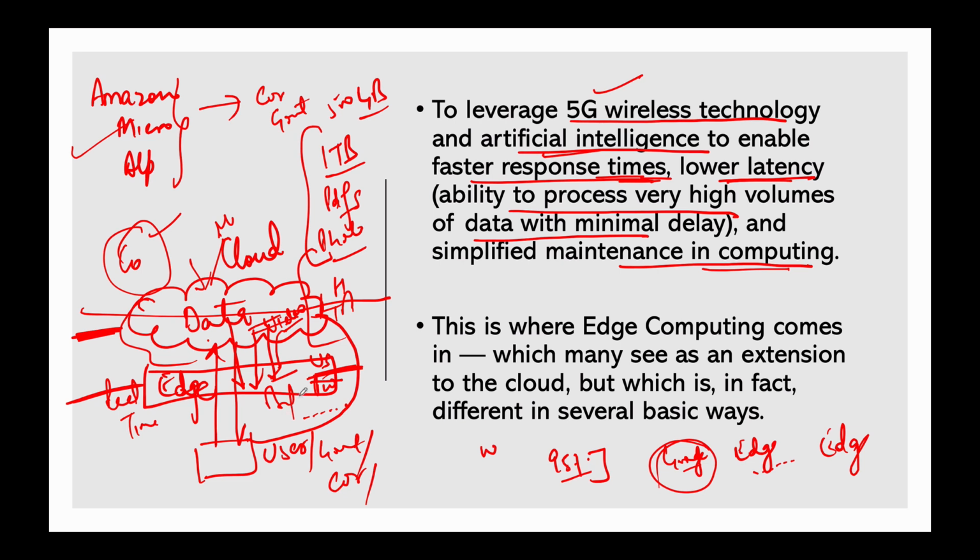You will be able to access your data more quickly because the physical distance of your data will be locally stored. So that is why this is the next level of cloud computing. This is where edge computing comes in, which many see as an extension to cloud. Obviously it is an extension to cloud, but it is in fact different in several basic ways also.